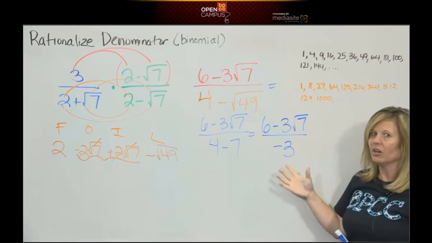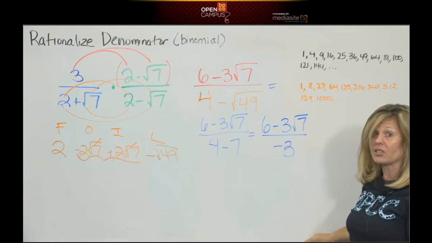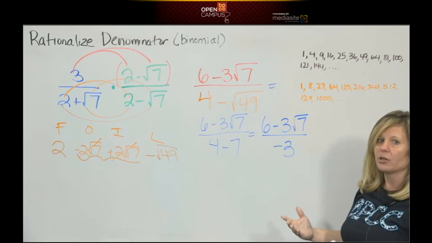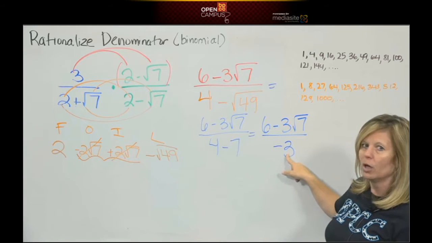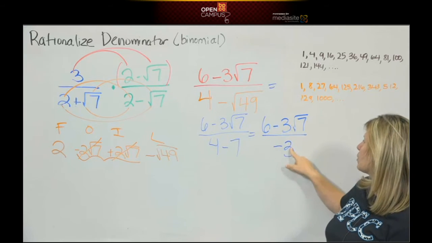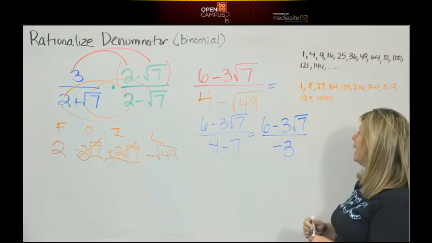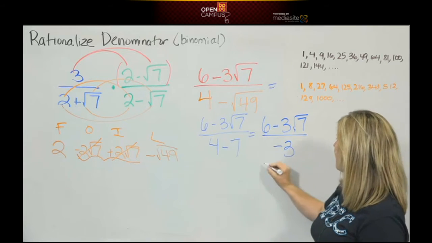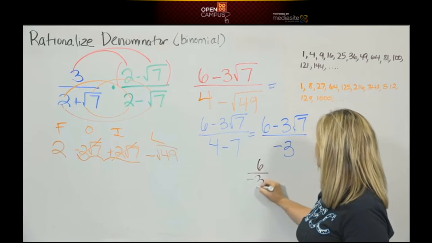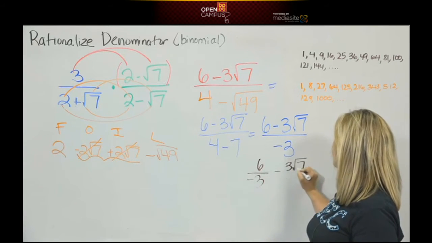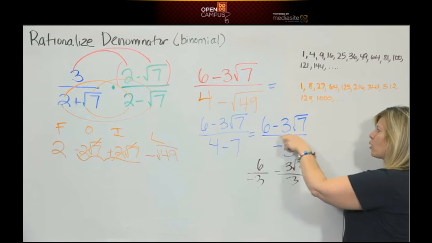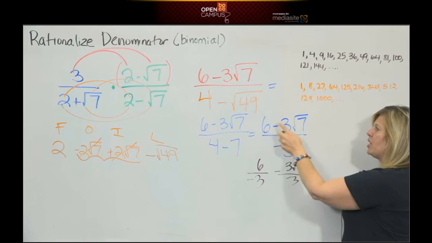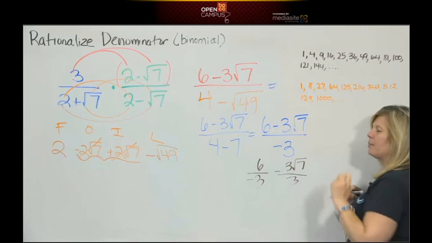Well, now we're still not done because this brings us back to the beginning where we were talking about polynomials. If we divide a binomial by a monomial, we're saying divide both of these terms by negative 3. And you can. 6 can divide by negative 3. I'm going to write it like that. And negative 3 square roots of 7 can divide by negative 3. Because remember, that's the definition. This division bar goes all the way across. It means take both of these terms in the numerator and divide them by negative 3.